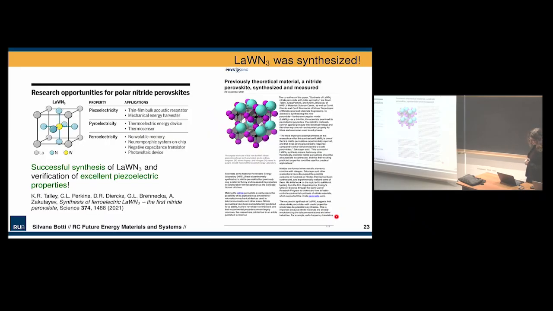And in 2021, this article appeared in Science, and it was very much advertised. It comes from NRL, in the group of Tsukutayev. They synthesized the lanthanum tungsten nitrogen 3 perovskite. They made some nice crystals, and they tested the properties.